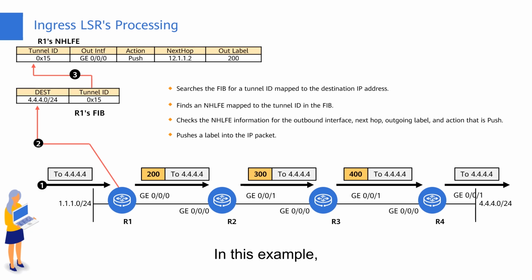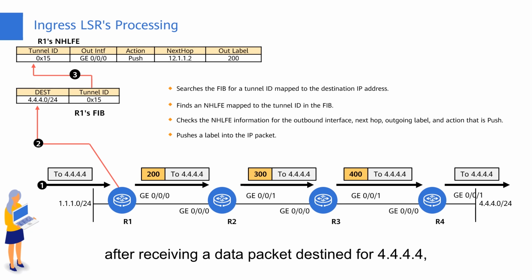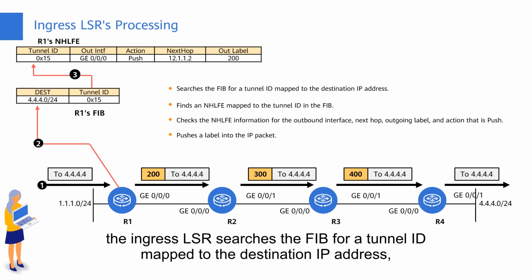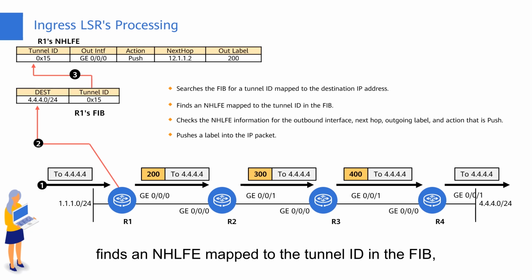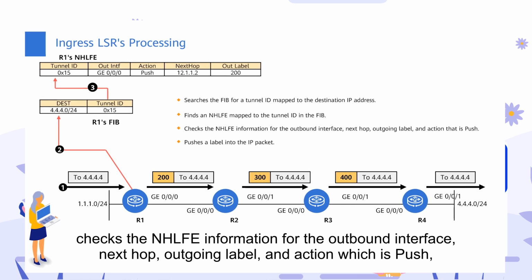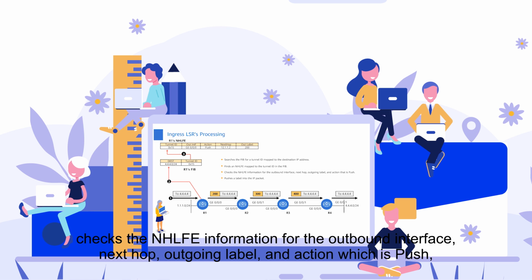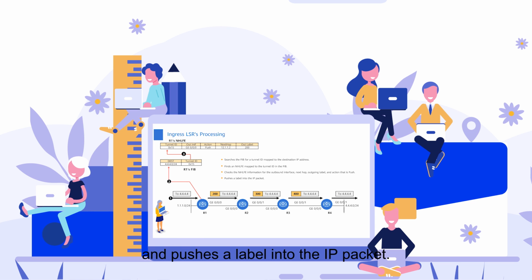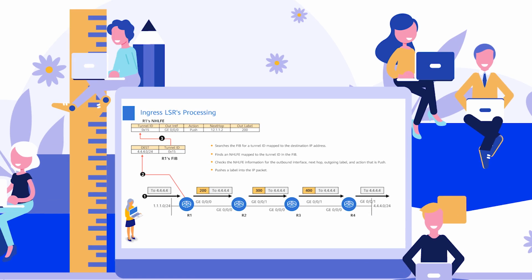In this example, after receiving a data packet destined for 4.4.4.4, the Ingress LSR searches the FIB for the tunnel ID mapped to the destination IP address, finds an NHLFE mapped to the tunnel ID in the FIB, checks the NHLFE information for the outbound interface, next hop, outgoing label, and action, which is push, and pushes the label into the IP packet.